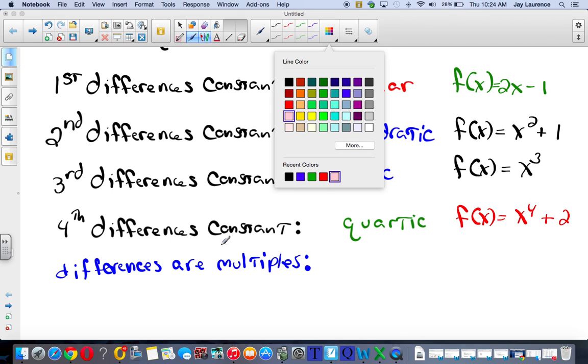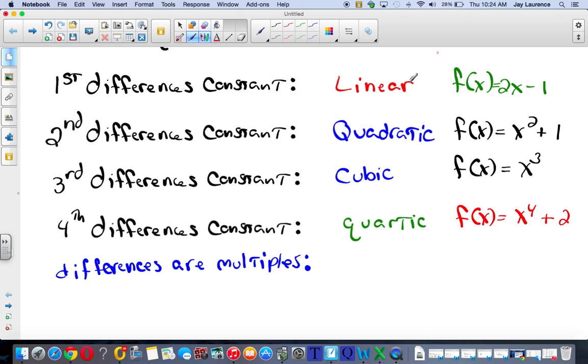When the differences are multiples of each other, maybe they're doubling every time or tripling every time, we don't get a linear, quadratic, cubic, or quartic function. That's what you discovered trying to solve the Tower of Hanoi. So when the differences are multiples, what kind of function? Mr. Lawrence, that would be an exponential function. Yeah, exponential, exactly. Good job.